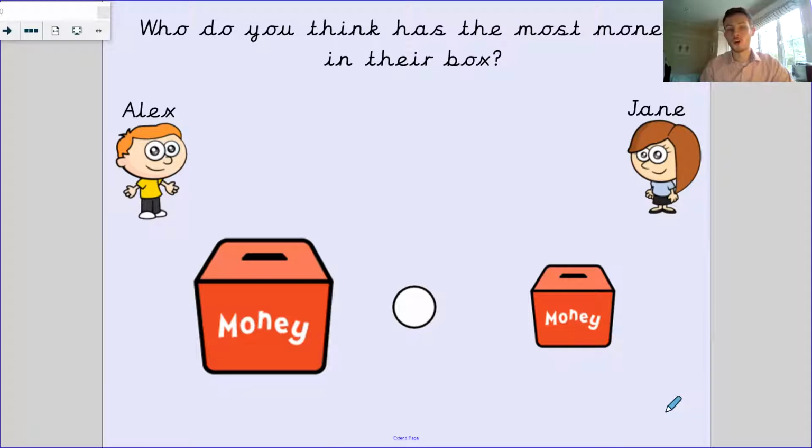Okay, so let's have a go. Well, I'm thinking, I bet Alex has the most because he's got the biggest money box. I bet he's got loads of money in there. Yeah, I'm going to say Alex has more than Jane. Shall we see?